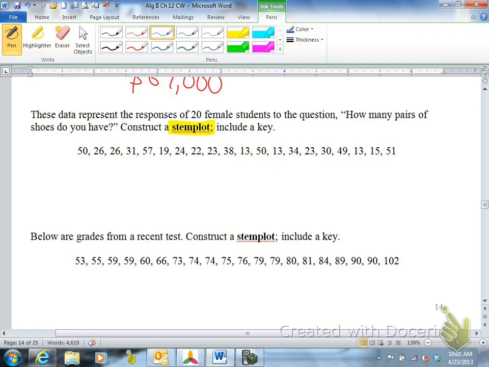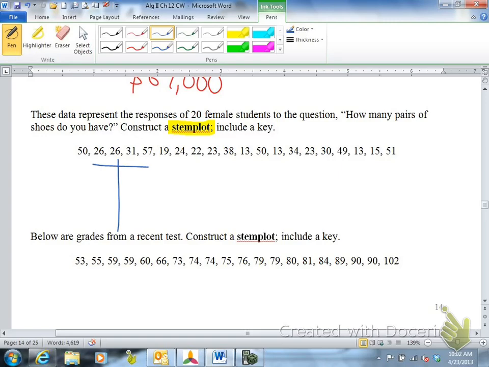These data represent responses of 20 female students to the question, how many pairs of shoes do you have? This was from another teacher that gave me this data. These aren't my students. But it would be interesting to ask, how many pairs of shoes do you have? So a stem plot looks like this. You're going to have a stem and a leaf. They're also called stem and leaf plots.